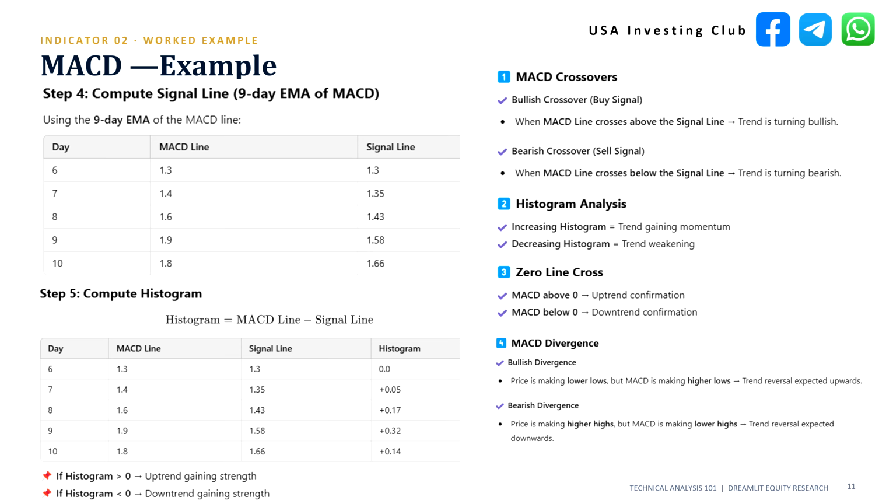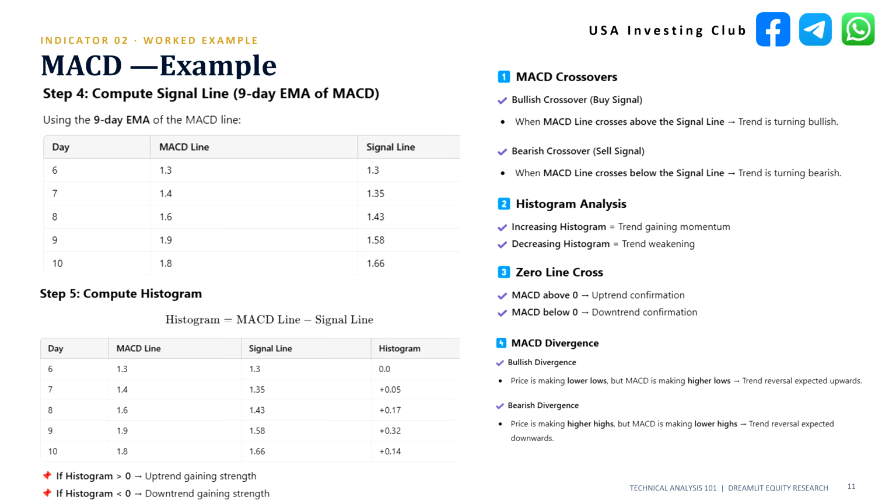That contraction from plus 0.32 down to plus 0.14 is the histogram doing exactly what it's designed to do. Even though the MACD line is still comfortably above the signal line and still positive, the gap between them is narrowing. That's bullish deceleration. Momentum is still positive, but it's fading, and it's showing up in the histogram before it shows up anywhere in price. If histogram is greater than 0, the uptrend is gaining strength. If histogram is less than 0, the downtrend is gaining strength.